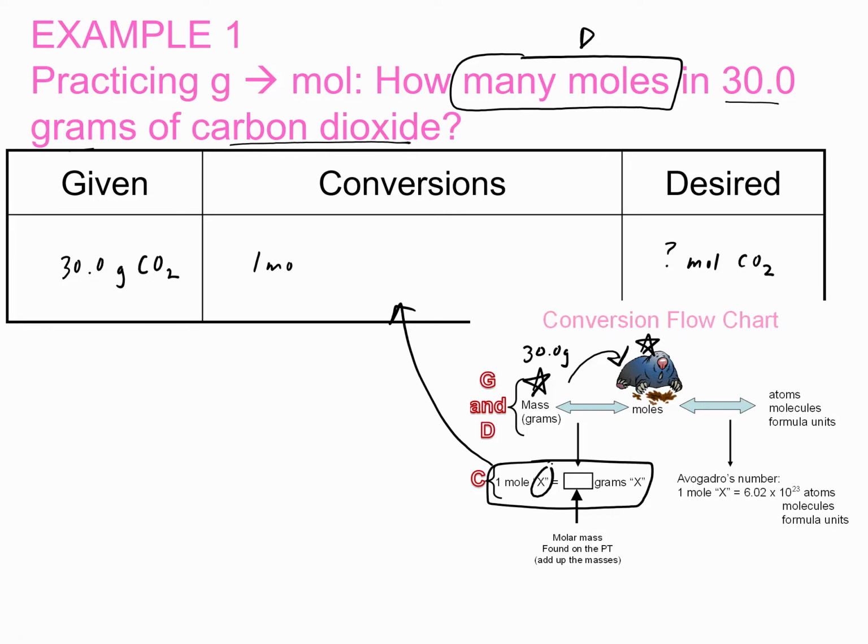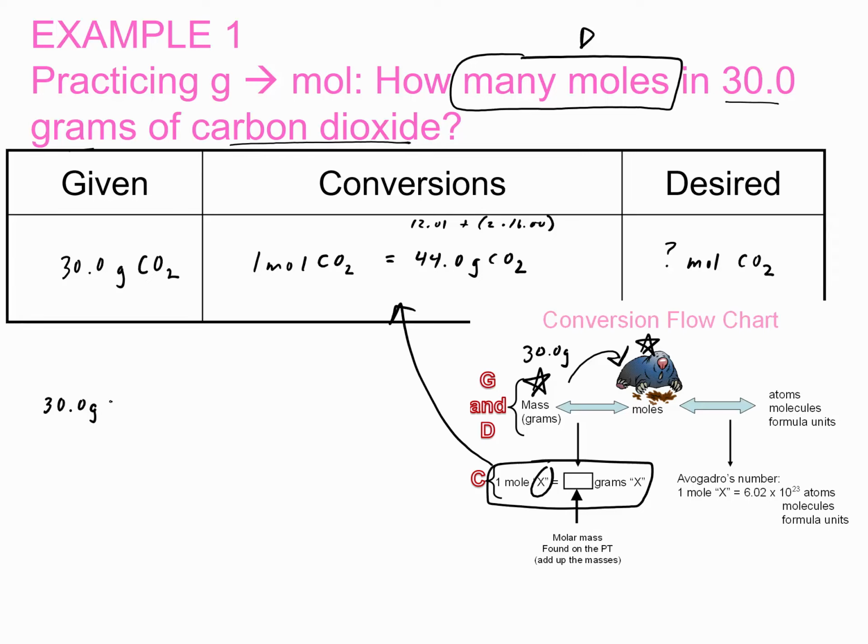Instead of X, I'm going to write CO2. I put X here to make this flowchart work for anything. So 1 mole of CO2 equals, I add 1 carbon and 2 oxygens. So 1 carbon is 12.01 plus 2 oxygens, 2 times 16.00. And then that should give me 44.0 grams of CO2.